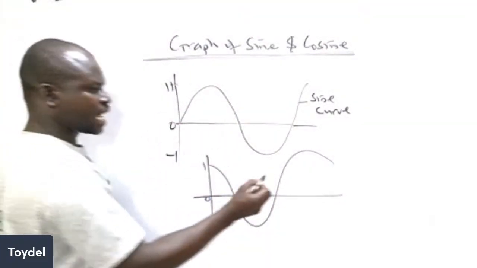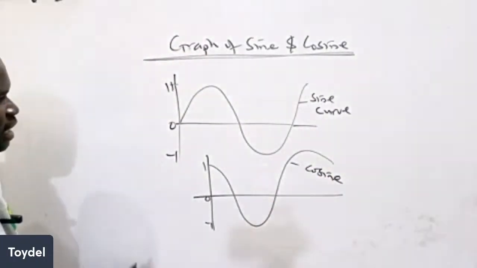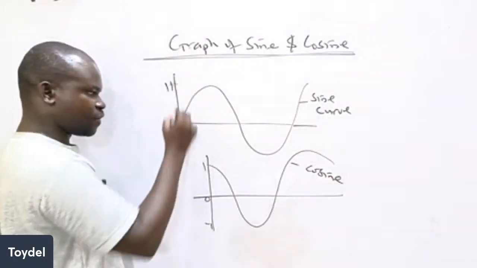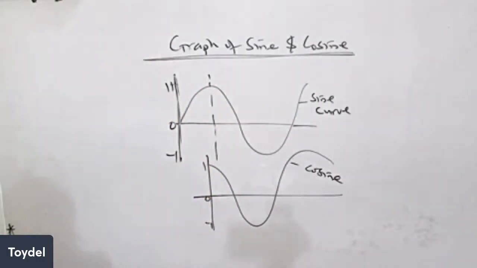So the difference between sine and cosine is the phase angle. That is, if I decide to shift the origin from here to this point, I'm going to get cosine. That is why sine 30 is equal to cos 60. When you look at the trigonometric table, sine 30 is 0.5, cos 60 is 0.5. Sine 60 is equal to cos 30, because the difference between the sine and cosine curve is just a phase angle.